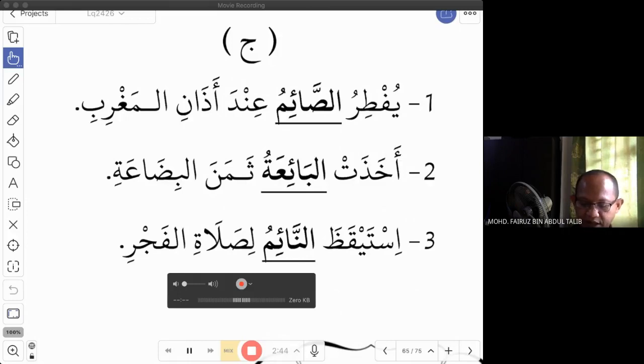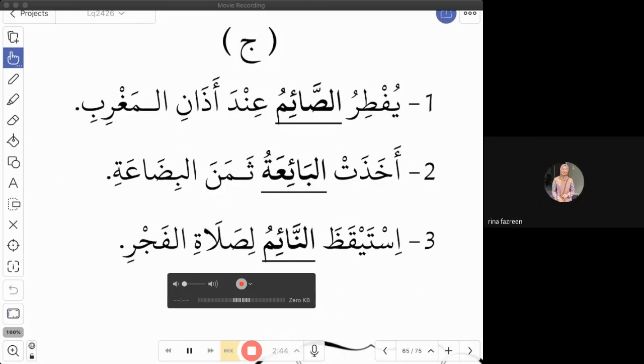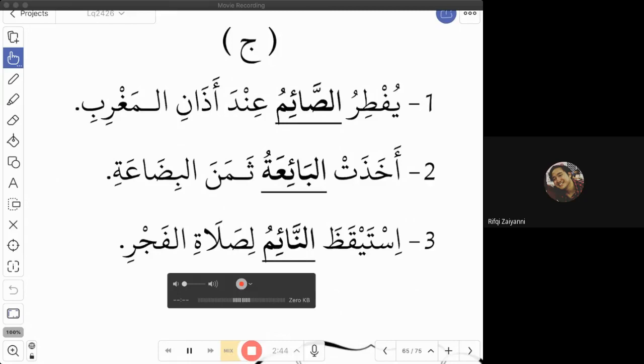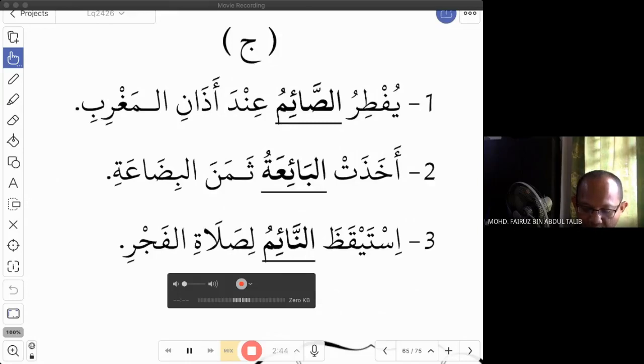Can anyone give the meaning of Sa'im? The one who fasts, the fasting person, the person who fasts. Yes, correct. So Sa'im is referring to the person who fasts. What is the fi'il to say to fast? Sauma. Saum is the masdar. When you say saum, that is the masdar, the verbal noun, fasting. But now we do not want the masdar. We want the fi'il.